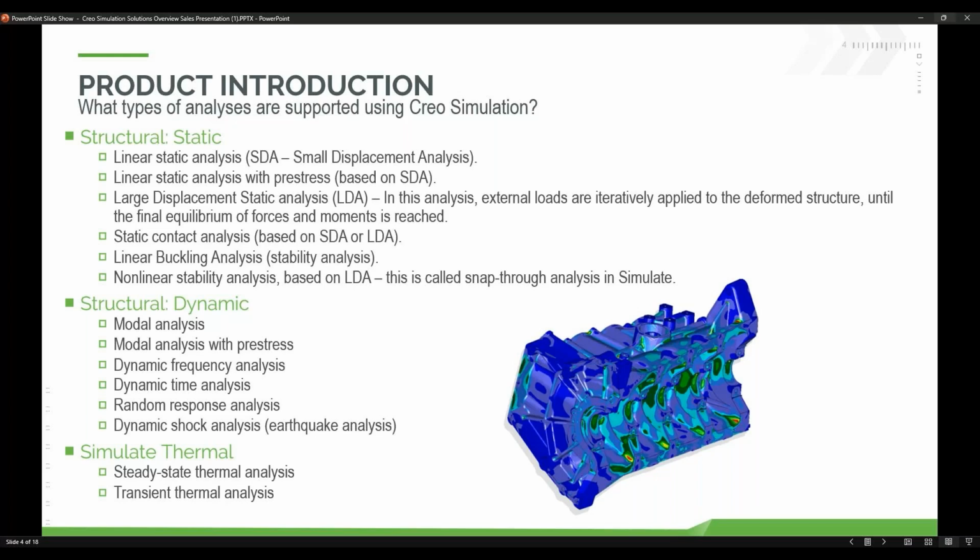The next type that we have from structure is our dynamic type. Dynamic meaning motion. First one that you see here is a modal analysis. We can do a modal analysis to determine the natural frequency of an object, whether it be a part or it be a subassembly. Why would a modal analysis be important?